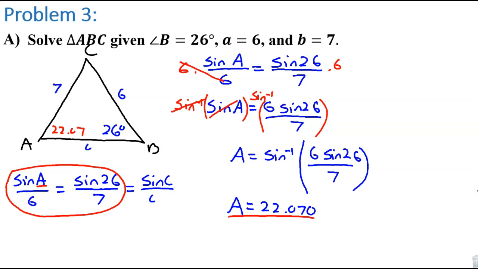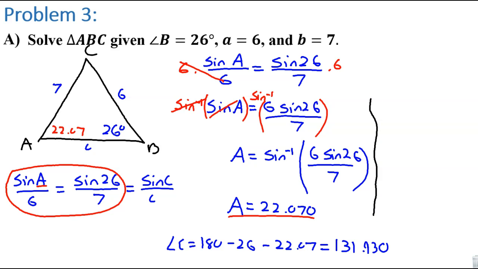Okay, once I have my A, I'm basically back to where I was before. To solve for the C's, I can get the angle right off the bat. I can say that angle C is equal to 180 minus the 26 and minus the 22.07 we just found. In other words, 131.930. We'll say we're rounding to 3 decimal places here still, as we're running out of room here.